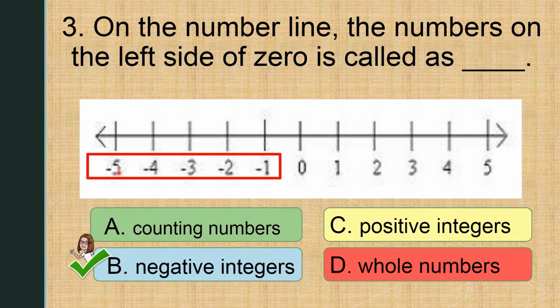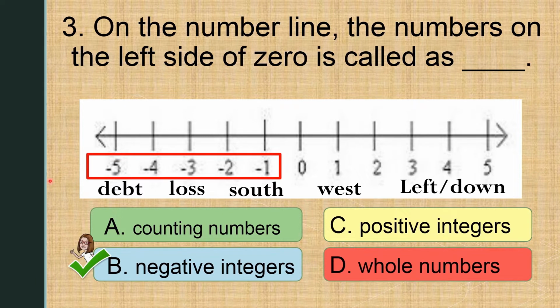So these negative integers are also used in denoting instances like death, loss, direction that goes south, and the direction going to the west, and all the directions that go to the left or downward. So these may be represented by the negative integers. Do you remember them now?